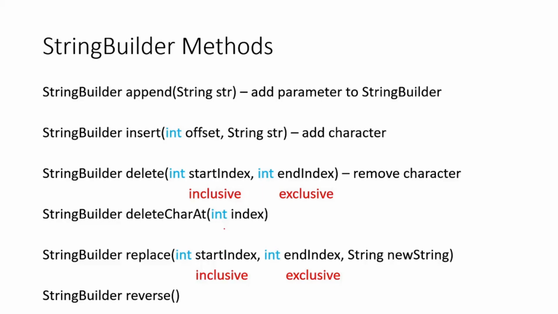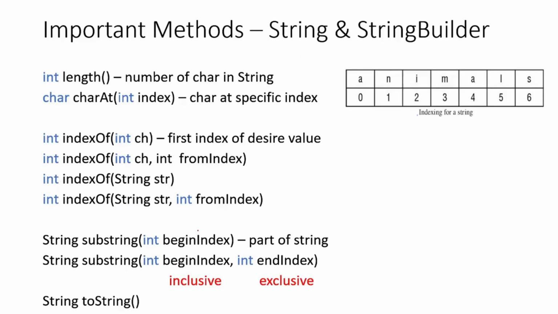Now there are some methods, as I have explained earlier, that are in both classes, which are length, charAt, indexOf, substring and toString. Make sure that substring returns a string, not a string builder. As you have seen, in the string builder you can change the value by calling a method, but in the string you have to store it, and the toString method returns a string, not a string builder.